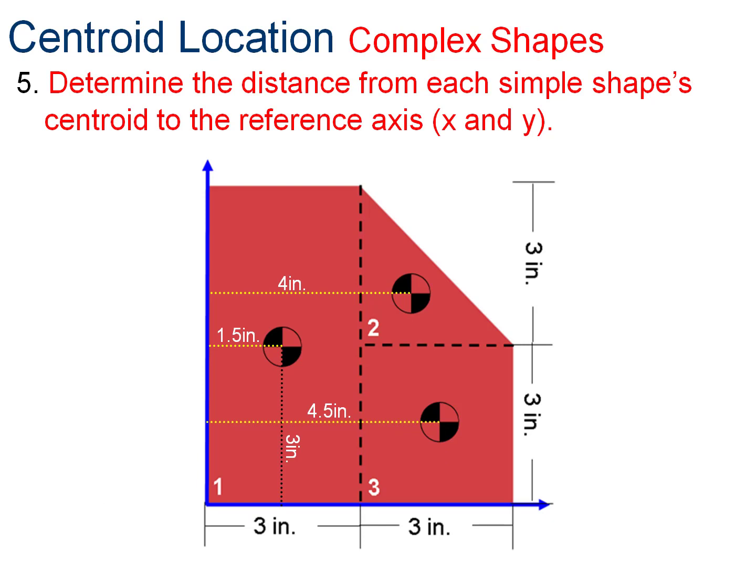Vertically, same thing, 3 inches up, middle of the rectangle. 4 inches up, it's really 3 inches plus the 1 inch for the centroid of the triangle. And then the small square is 1.5 inches up. So now I found the centroids of all the individual shapes.